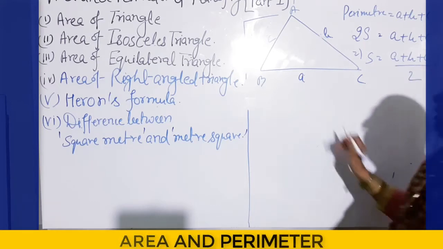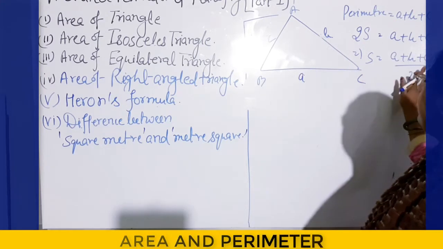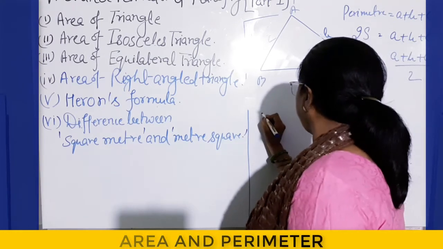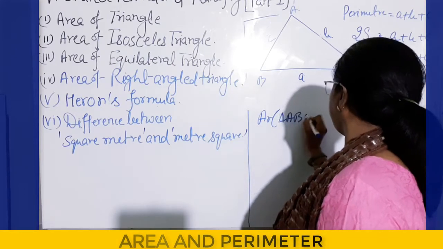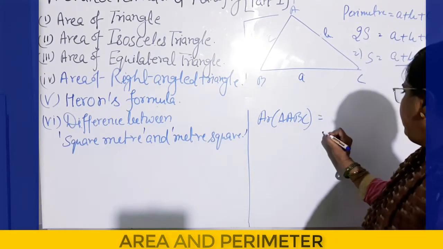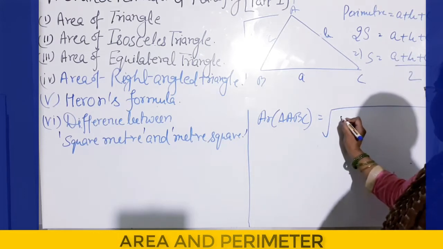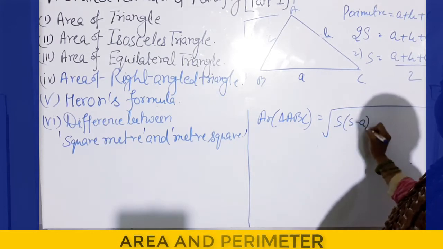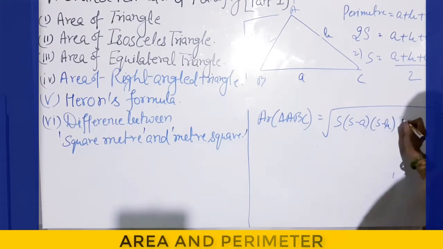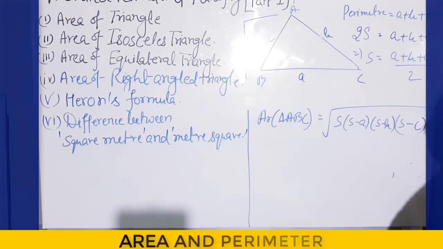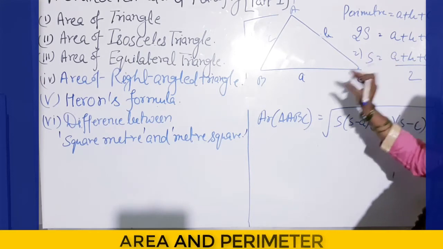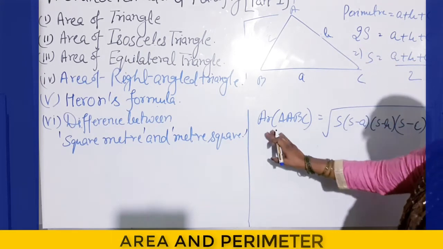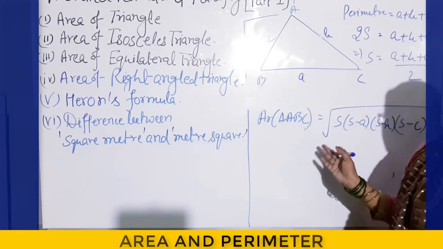Now, if a, b, c all are given, we can use the area of triangle ABC by Heron's formula: square root of s into s minus a, s minus b, s minus c. In this way, after calculation of the semi-perimeter, by putting in the values of a, b, c, we can find out the area of triangle ABC by Heron's formula.